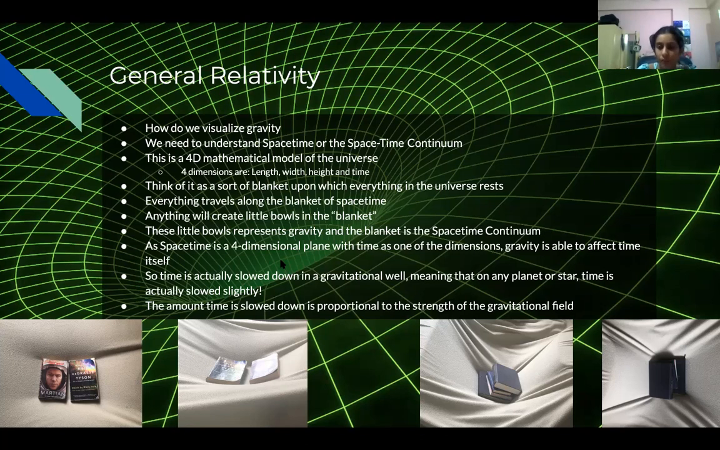Okay, and the amount time is slowed down by is proportional to the strength of the gravitational field. The greater the gravitational field strength, the slower time is.